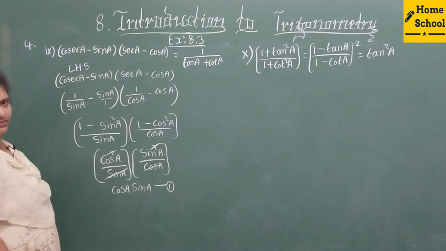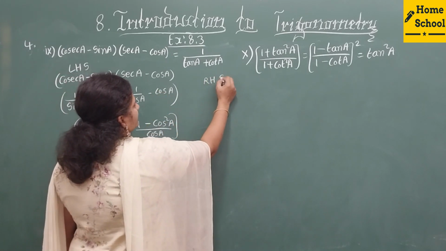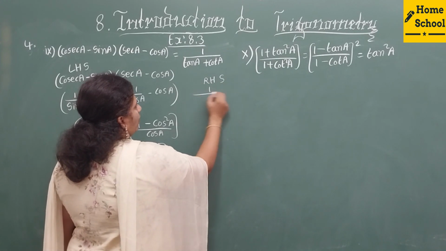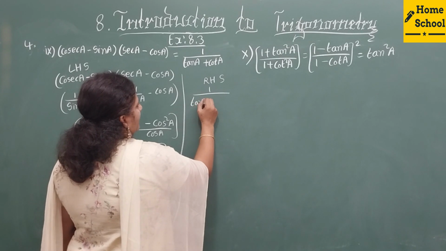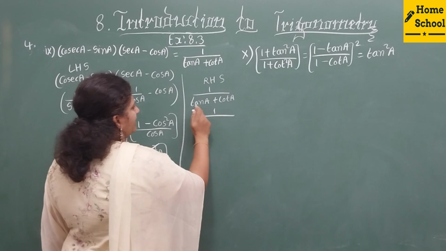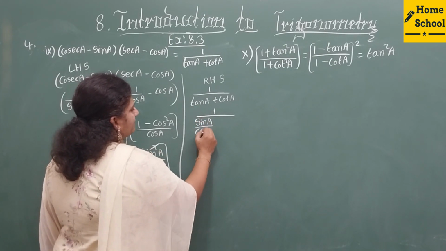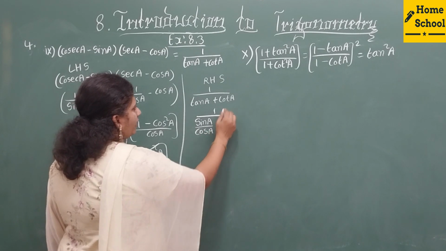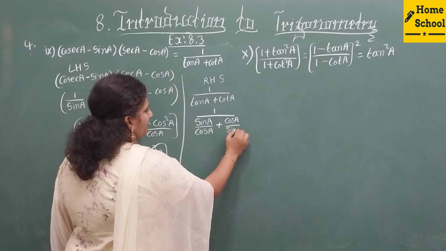Mark this first equation. Now consider RHS. What is your right hand side? 1 by tan A plus cot A. 1 by tan A can be written as sin A by cos A plus cot A can be written as cos A by sin A.